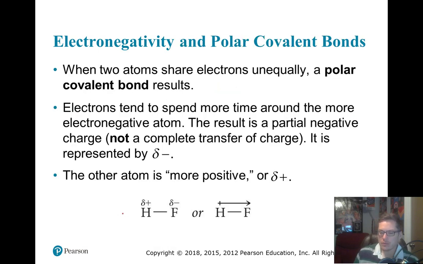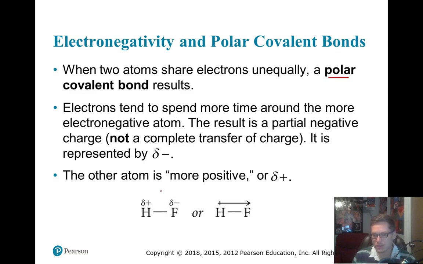When we're comparing these two values, all we have to do is subtract the lower from the higher in order to figure out what the electronegativity difference is. That electronegativity difference is what allows us to determine whether or not our bond is polar. If they're shared unequally, that means there's a polar bond. We've got one side that's positive, one side that's negative.